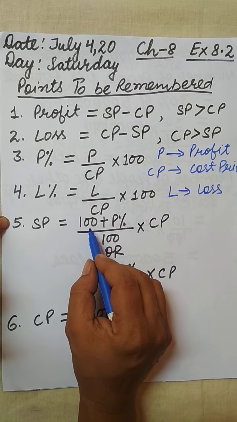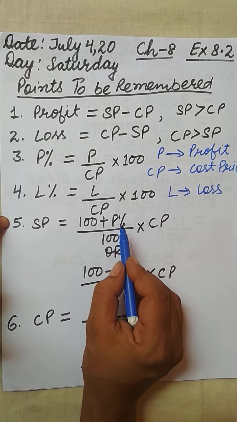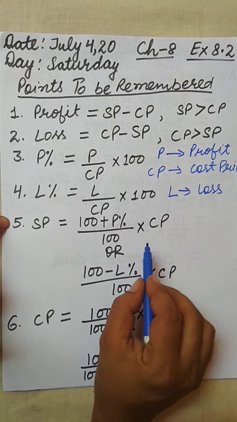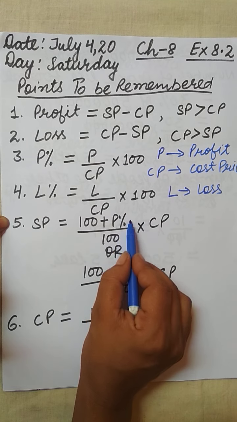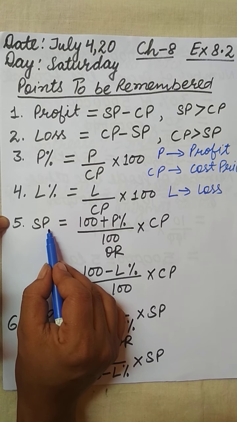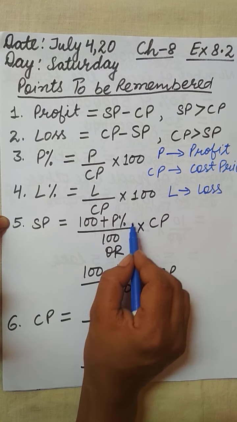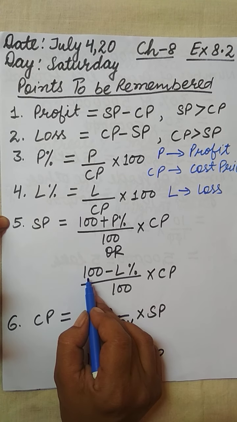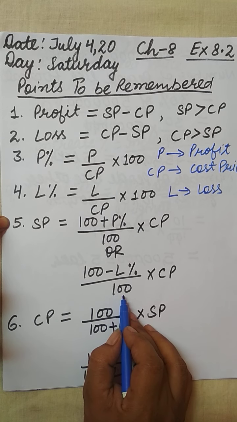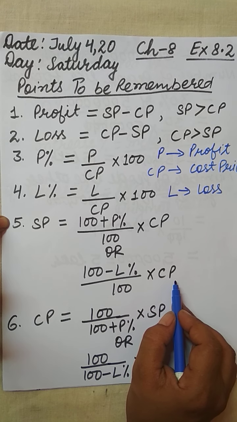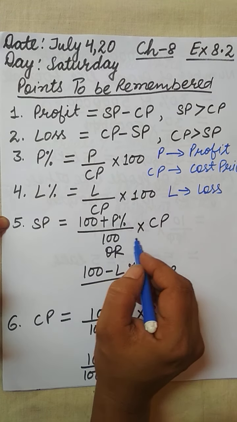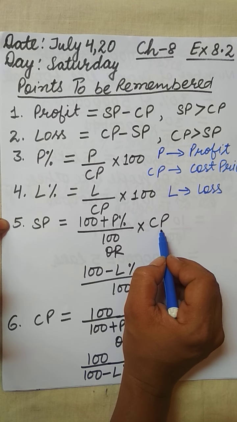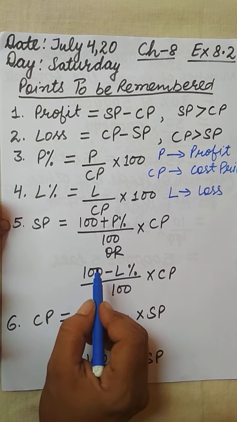Now, next formula is for selling price. Selling price is equal to 100 plus profit percent divided by 100 multiplied by cost price. If cost price and profit percent are given, you can calculate the selling price directly by putting the values in this formula. If loss percent is given, then the formula is 100 minus loss percent divided by 100 multiplied by cost price.